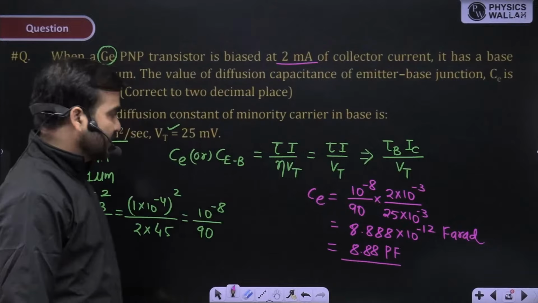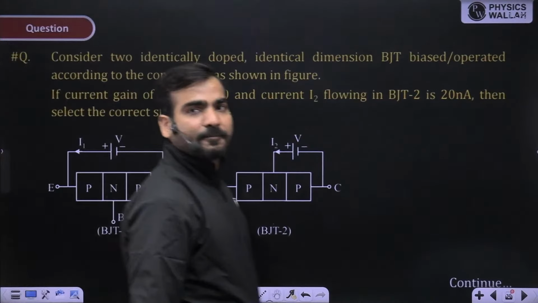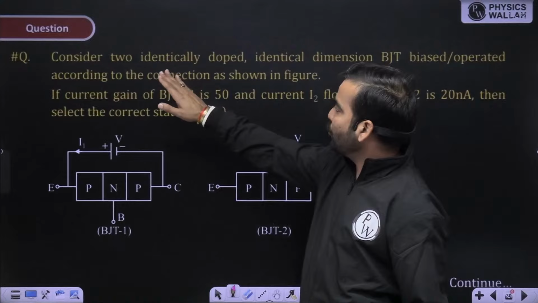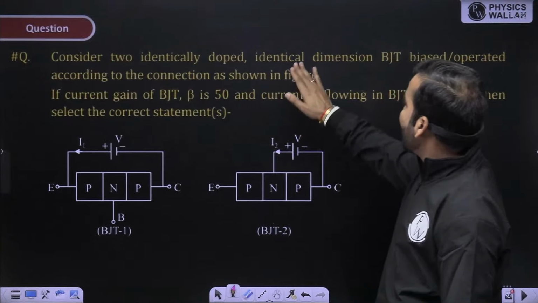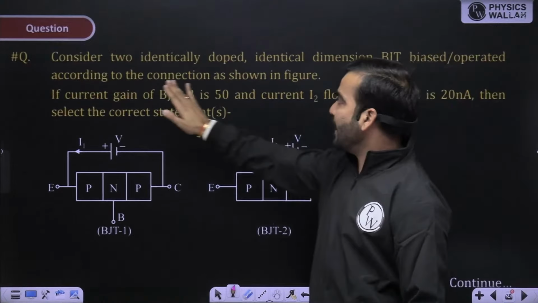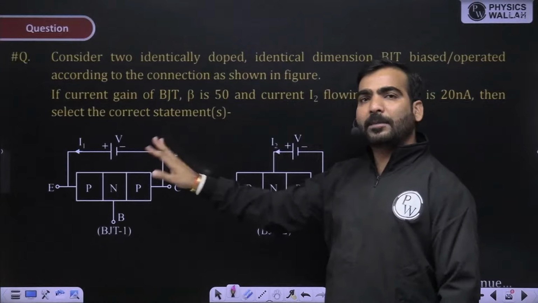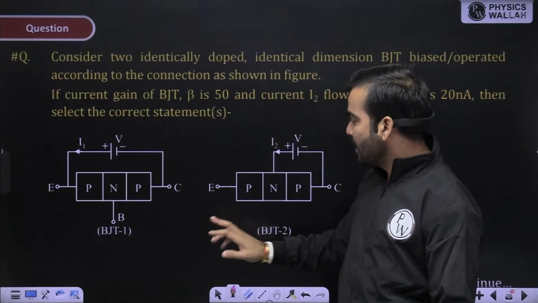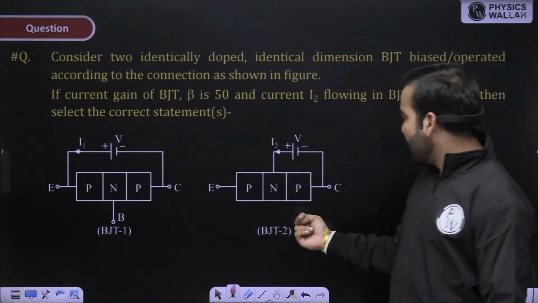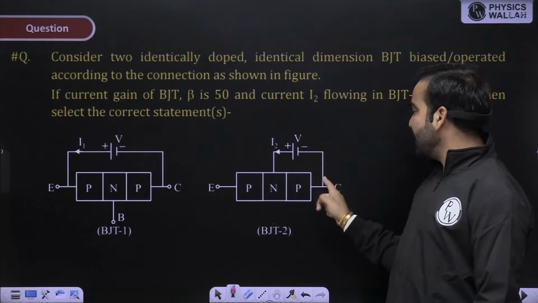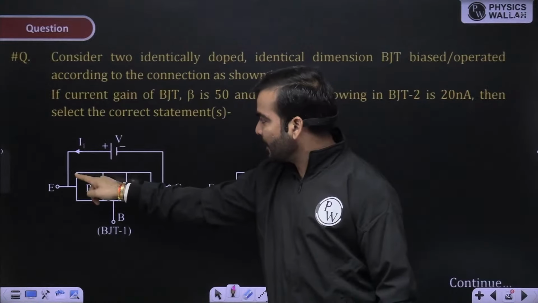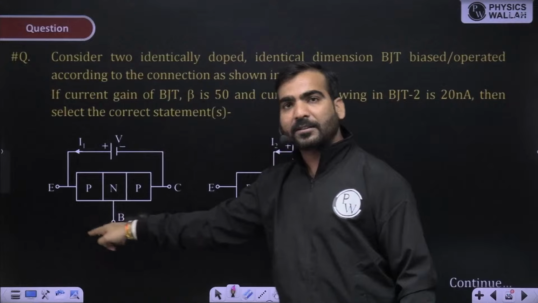Now let's solve this question. This is again very simple, designed by me. Consider two identically doped, identical dimension BJTs operated according to the connection as shown in the figure. Both the BJTs are identical, only the biasing is different. In this case, the base is left open, and the collector and emitter are connected with some voltage V. Here, the emitter is left open, and the collector and base are connected by a voltage of V. The collector base junction is reverse biased by this voltage, and the collector to emitter voltage is like this. This is VC.